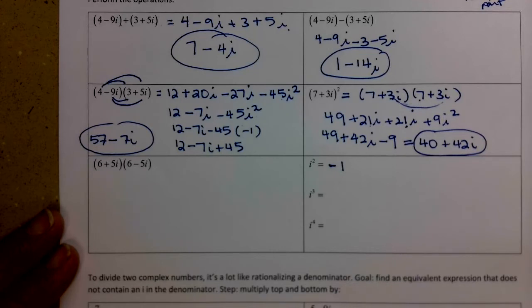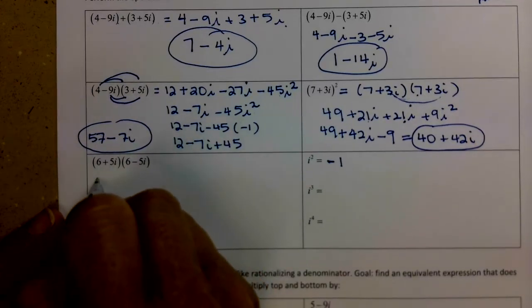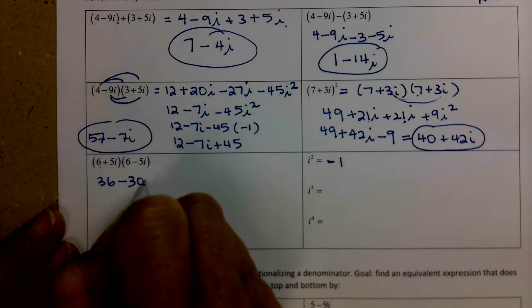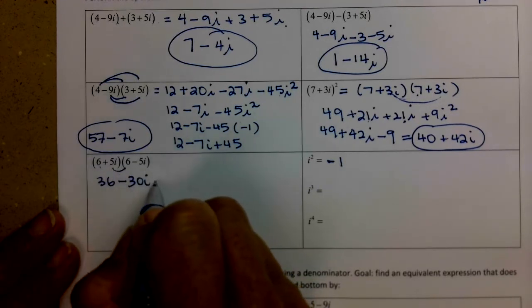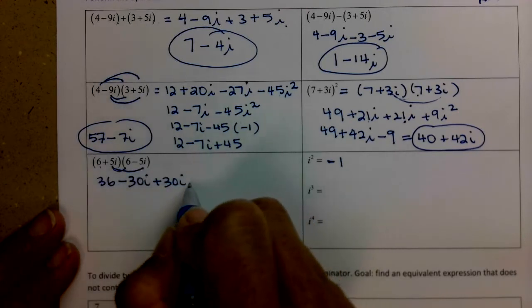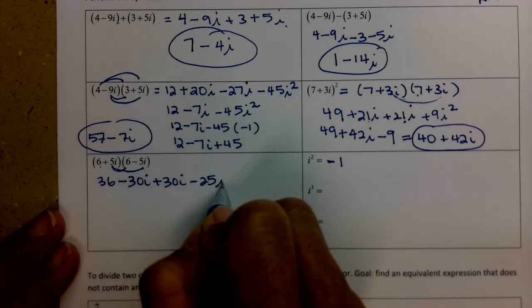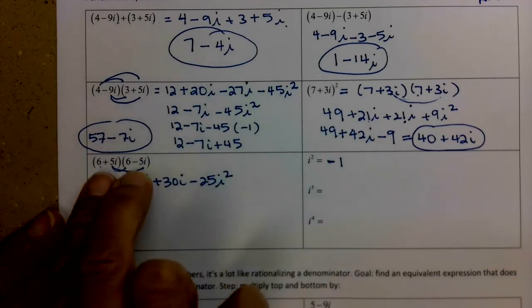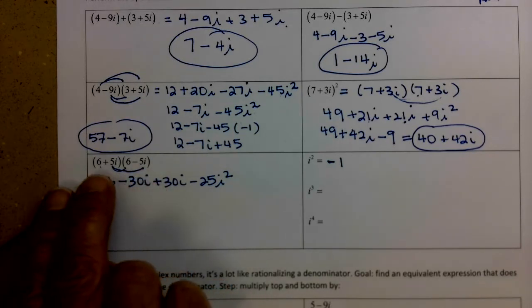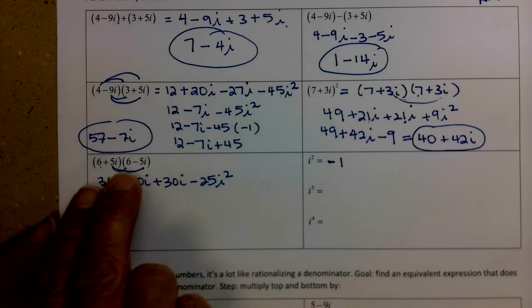Are you going to pause and try this one? Okay, so 36 minus 30i plus 30i minus 25i squared. So these are called complex conjugates. So conjugate means same terms, different sign in the middle. Complex because they've got an i in them. So right, 6 plus 5i times 6 minus 5i.